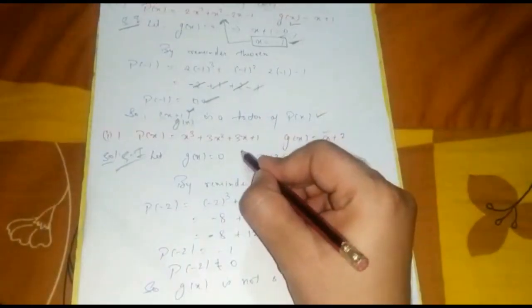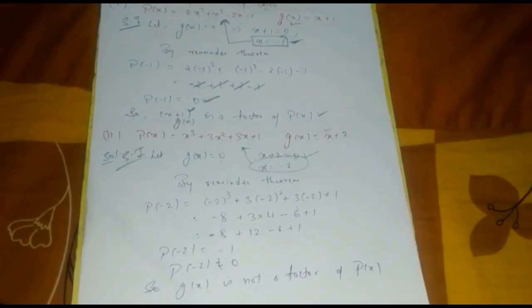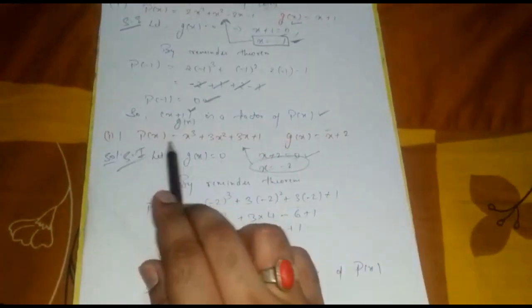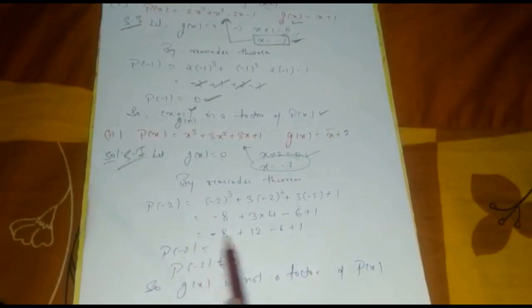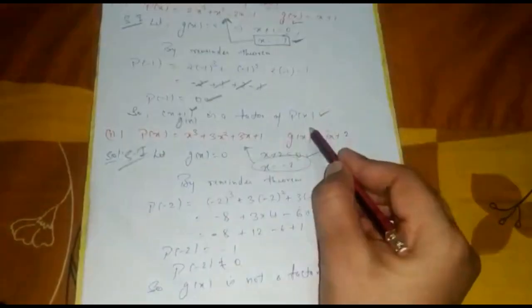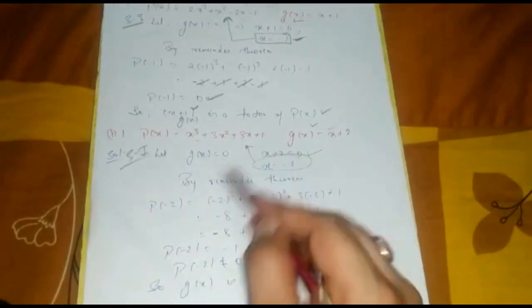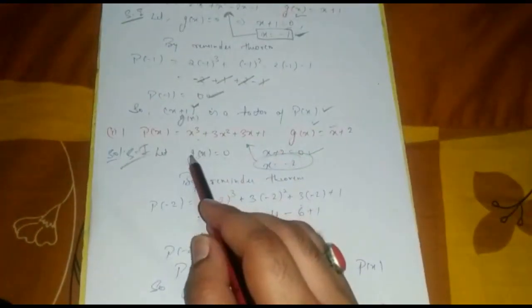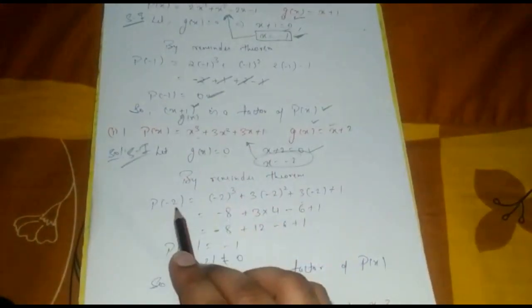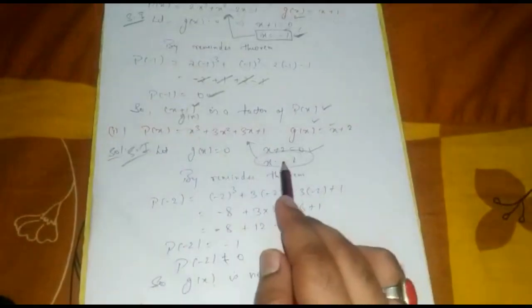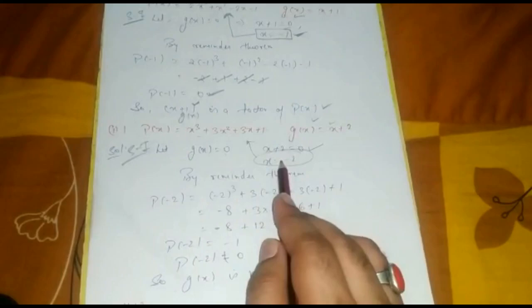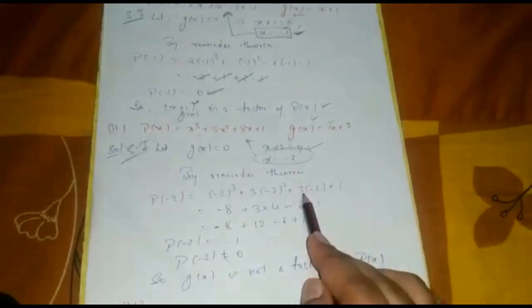Now we have to put this x equal to minus 2 in our given polynomial and check whether p of minus 2 is equal to 0. If it is 0, then we can say that yes, g of x is a factor of our polynomial function. And if it is not equal to 0, we can say this is not a factor of this polynomial function. So x equal to minus 2 in this polynomial gives p of minus 2 equal to minus 2 the whole cube, plus 3 as it is, and x square means minus 2 square, plus 3 as it is, x means minus 2, and plus 1.